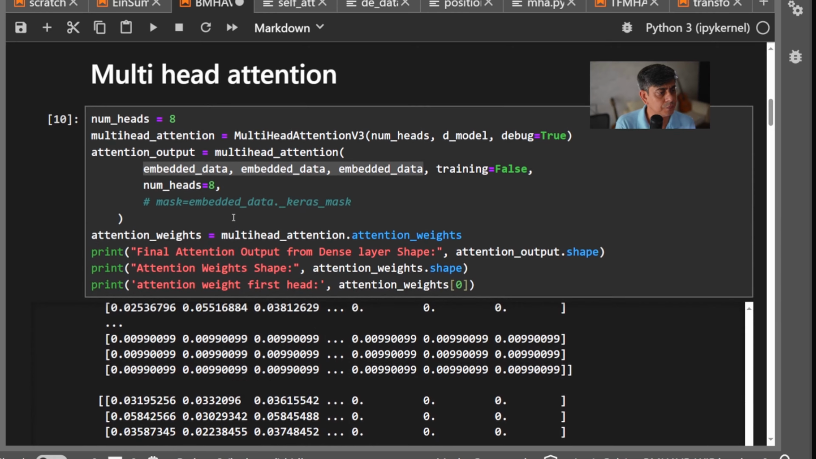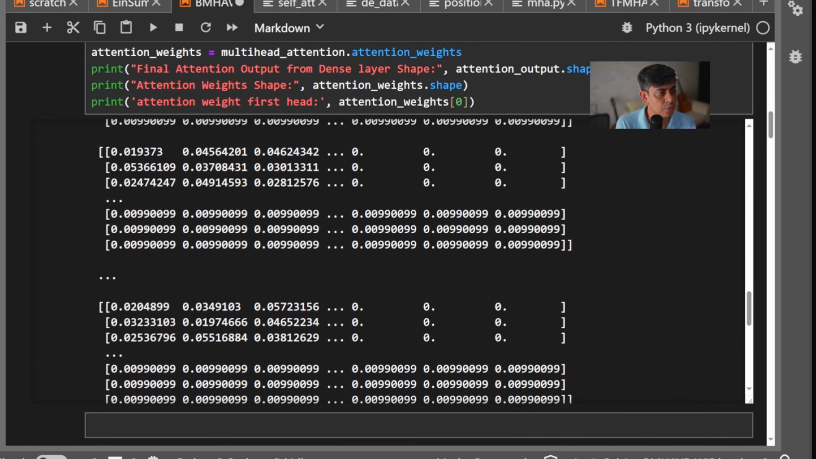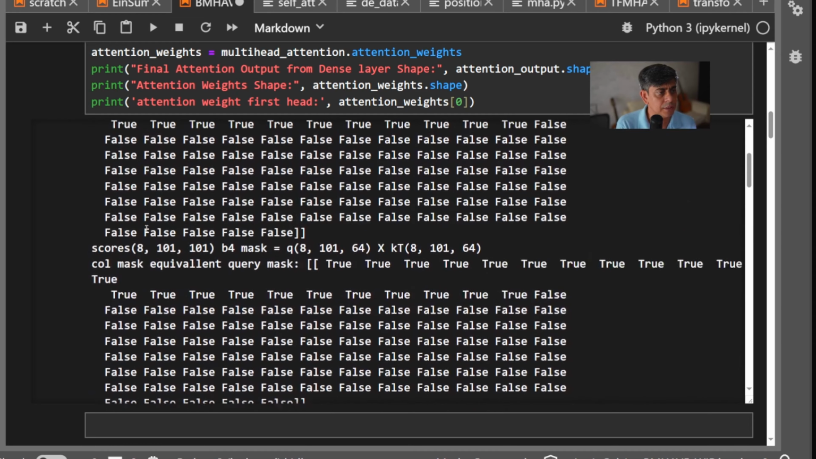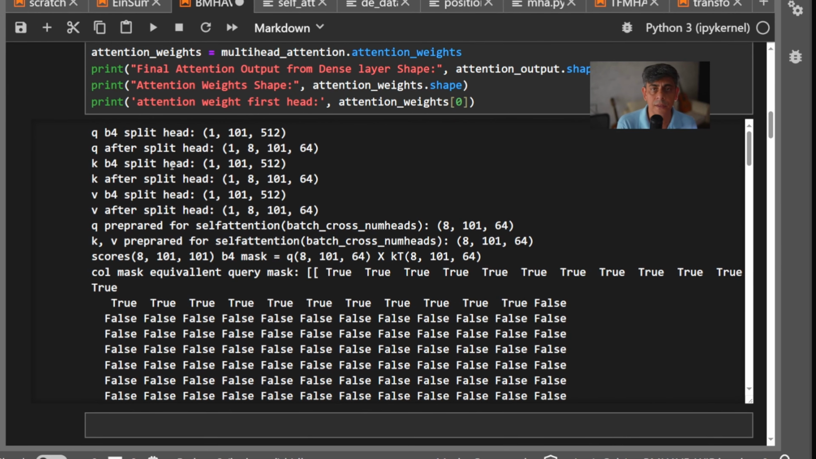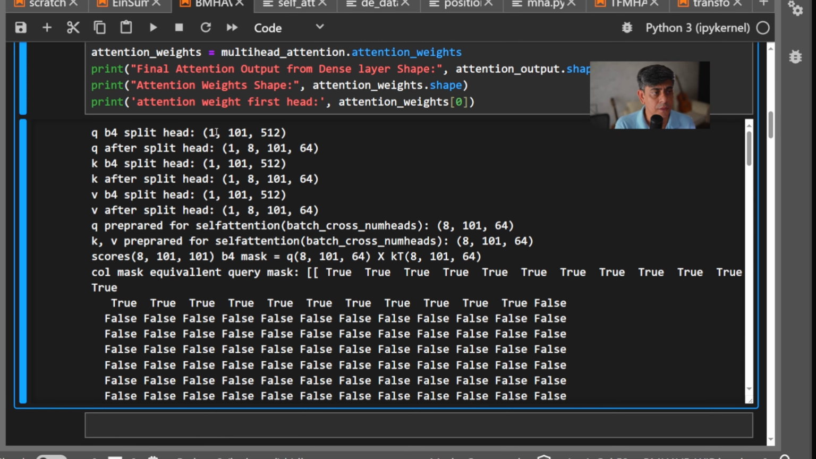Fair. Let's go there. Now notice here that this is a check to confirm our things are working properly. Q before splitting is 1, which is the batch size here. We have taken only one instance. Ideally it will be 64 or whatever. And then this is the sequence length 101. This is our depth or the embedding dimension. Once the split operation happens, we can see it is working perfectly. The 512 is split into 8 by 64. Sequence remains the same. Okay. Same thing is done for QKV.